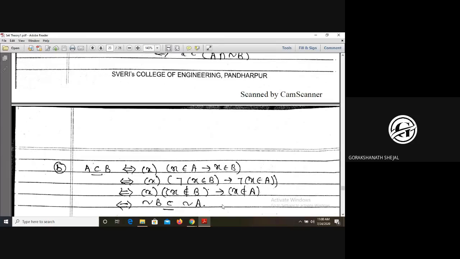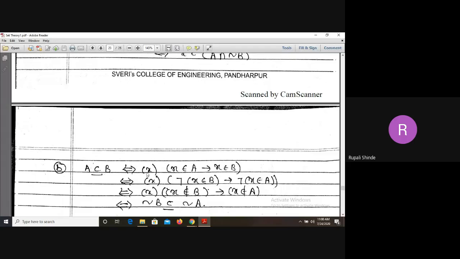Okay. What we have written here is A is subset of B. So what is the meaning of subset? Subset ची definition काय बघितली? If you consider any element x, if that element x is present in set A, then only it will be present in set B. That is the meaning of subset. जर A मध्ये सगळे element B मध्ये असतील तरच आपण काय म्हणणार आहे? A is subset of B.